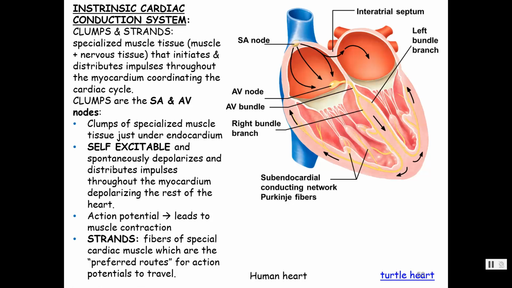That is not a technical term, but these are specialized muscle tissue that are part muscle, part nervous tissue. Like I said, they are going to have an unstable resting membrane potential. They can initiate contraction without any sort of stimulation from the nervous system, the central nervous system. So it initiates and distributes impulses throughout the myocardium, coordinating the cardiac cycle.